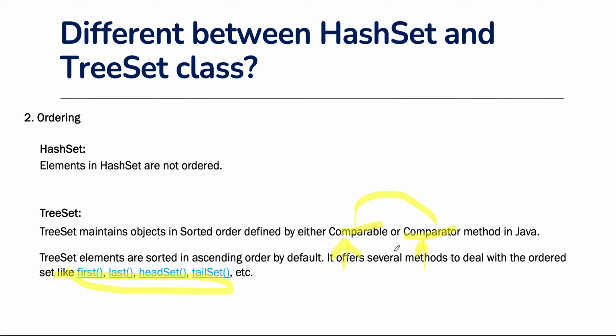Since it is maintaining the sorting order in ascending order, let's say we want to get the first element or last element or the head element or the tail element. So TreeSet provides some extra methods, using which we will be able to get the element according to our need.